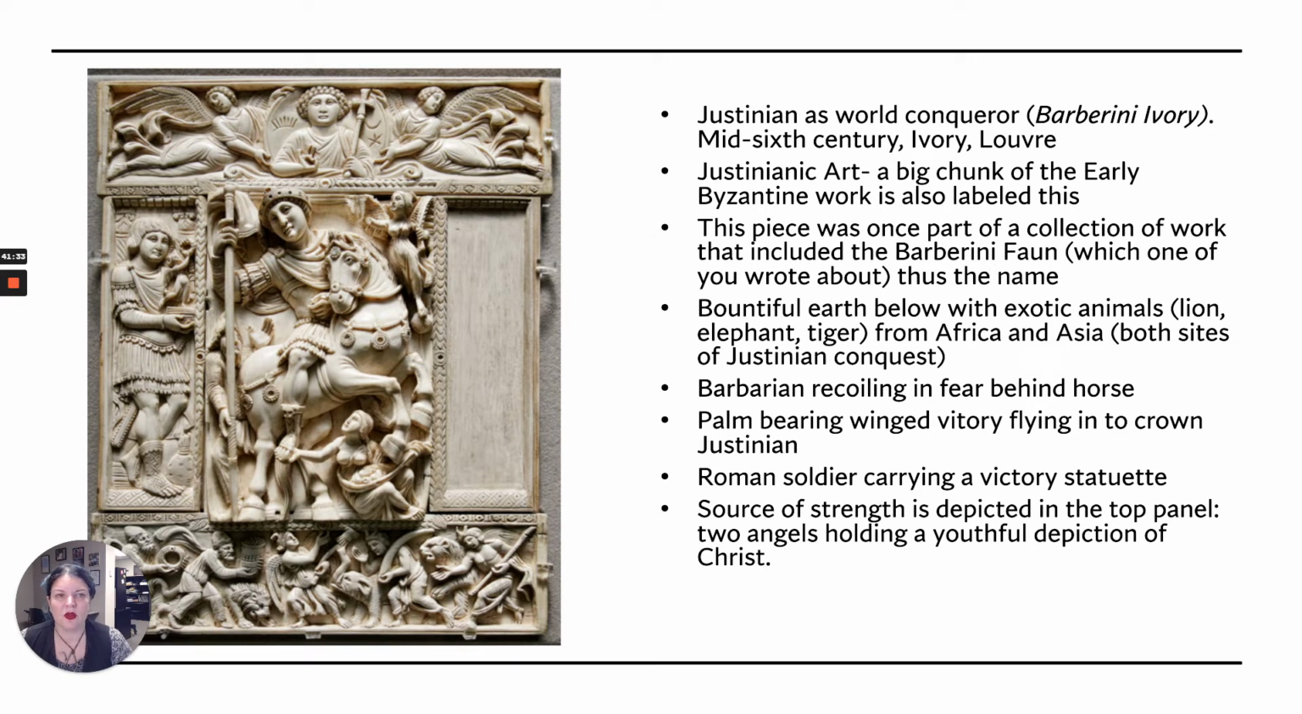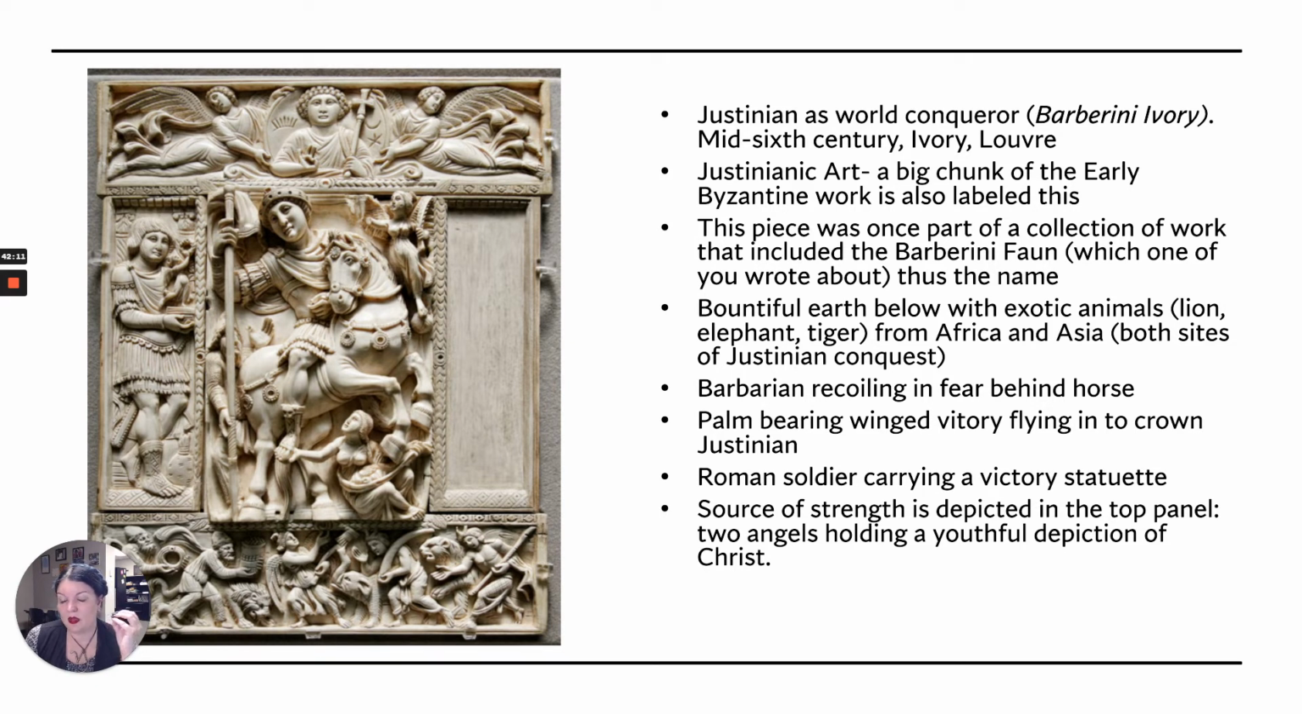This piece is also sometimes called the Barbarini Ivory. That's because it was in the same collection of works as the Barbarini Faun, which one of you in my class wrote about when we were talking about Hellenistic Greek work. It's carved out of ivory, and you can see it in the Louvre in Paris. I have seen it in person. It's kind of delightful. It's a really interesting piece because we have our central figure, Justinian, who's riding in on this horse, and he's riding in battle. And he has this barbarian in the back that he's defeated.